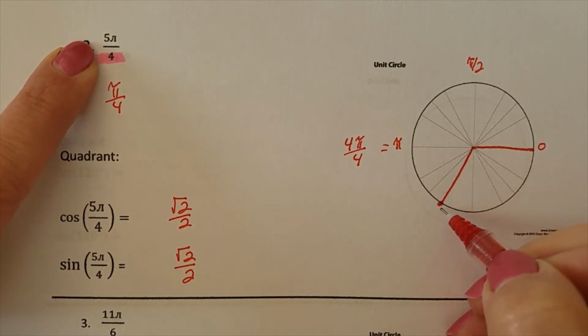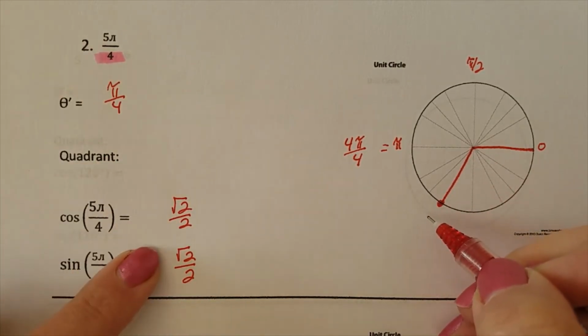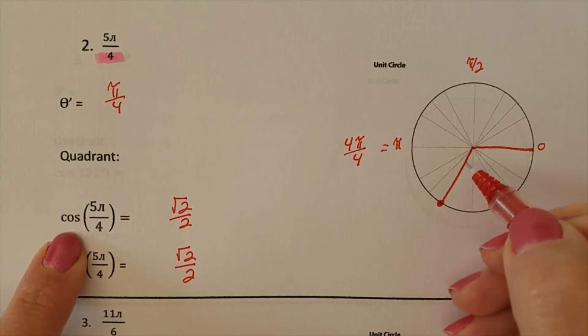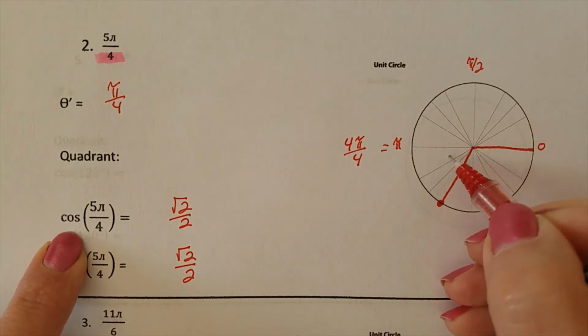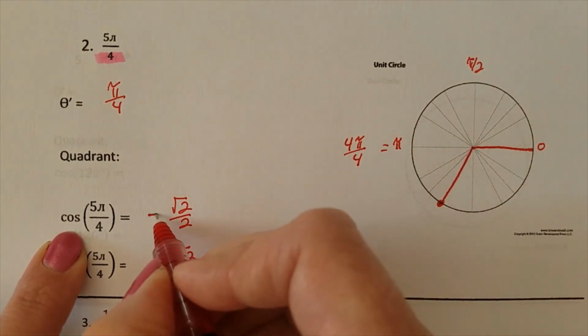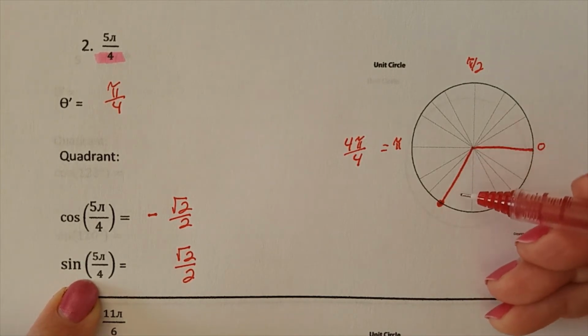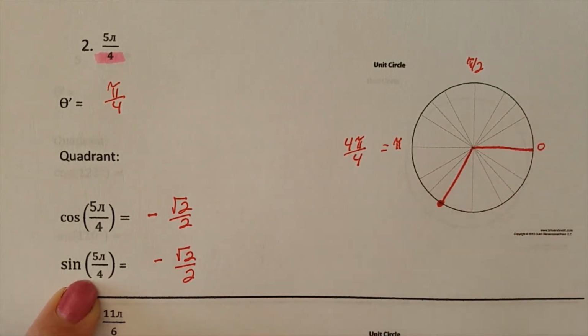This is the terminal side of my angle, and these ordered pairs are right here. Now, cosine, is that going to be positive or negative? Well, I'm to the left of the y-axis, so it is negative. Sine, I am underneath the x-axis, so that one is also negative.